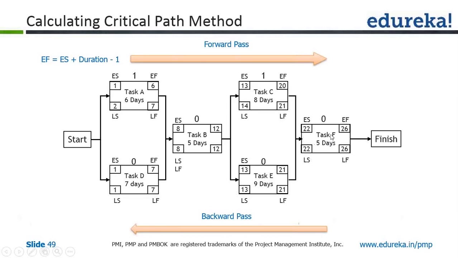So for task F, the float is 0, C is 1, E is 0, B is 0, D 0, but A 1. And wherever you see the float as 0, it means it's a critical task. Now, let us look at this again. Task A has an option that it can start on day 1 and finish on day 6. Or it can start on day 2 and finish on day 7. No matter what path you take, it is not going to impact the next activity.